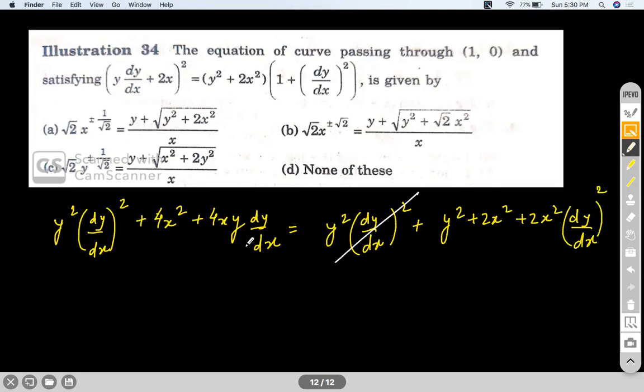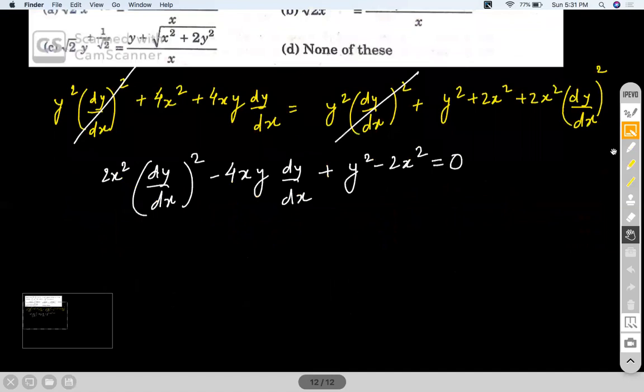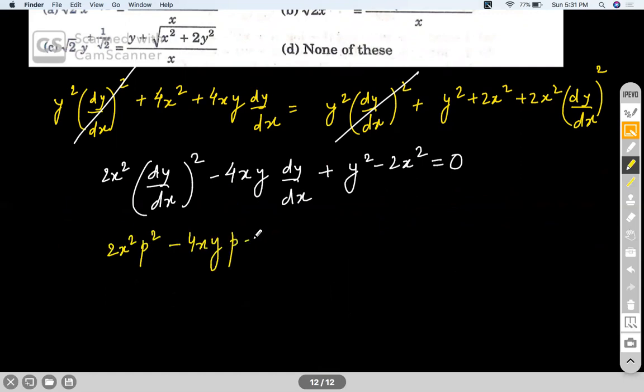Okay, so this and this term will get cancelled off, and if you collate the terms together you end up getting 2x square (dy by dx) the whole square minus 4xy dy by dx, and the rest of the terms are y square minus 2x square equal to 0, right? Now treating our dy by dx to be, let's say, a variable p, we actually see that it's a quadratic equation in p, correct? So let us apply Sridhar-Acharya formula or the quadratic equation formula, what we call it, to solve for p.